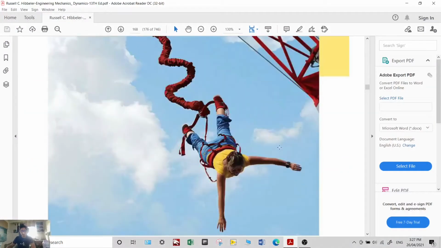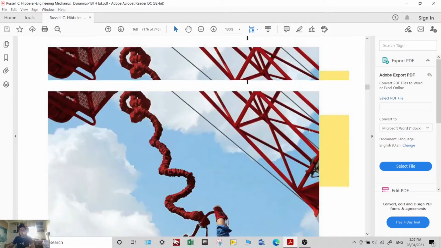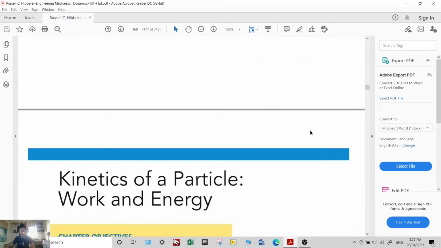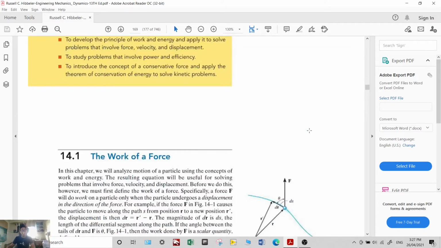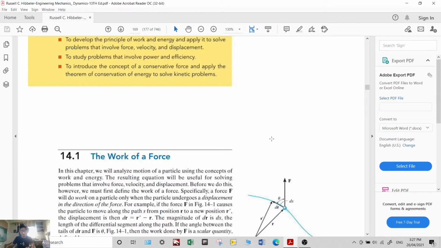Okay, good day. This lecture we will be studying chapter 14, and this is about work and energy. Okay, so now this concept is just another way of solving problems involving force, velocity, and displacement. So we can see later on that problems we had in chapter 13 can also be answered using this method, work and energy.